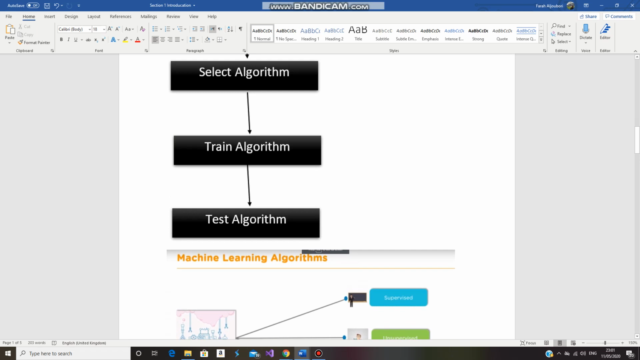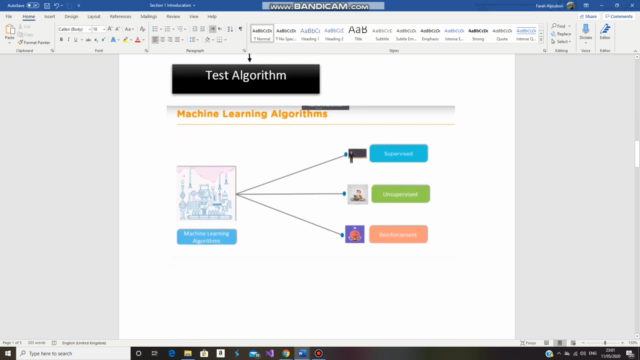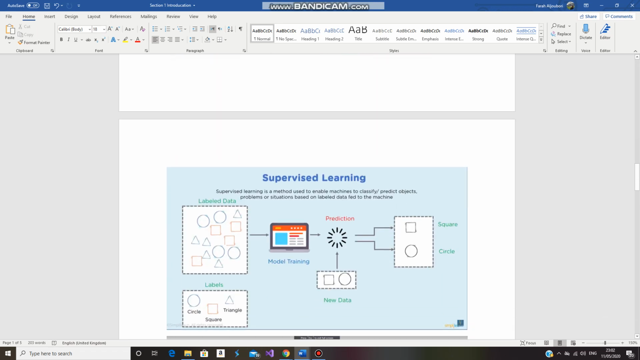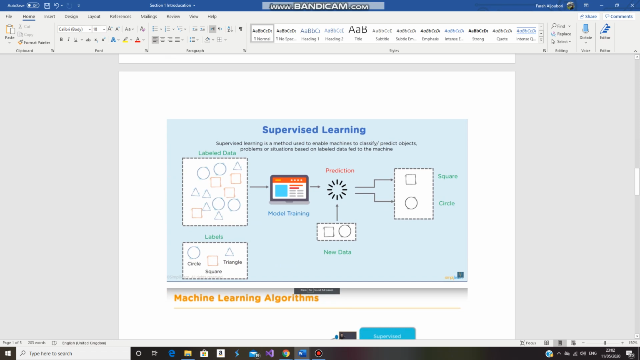But what are machine learning algorithms? There are types of algorithms: supervised, unsupervised, and reinforcement. We have three algorithms: supervised, unsupervised, and reinforcement, or something like deep learning. Now we come to supervised. What do we mean by supervised algorithm?